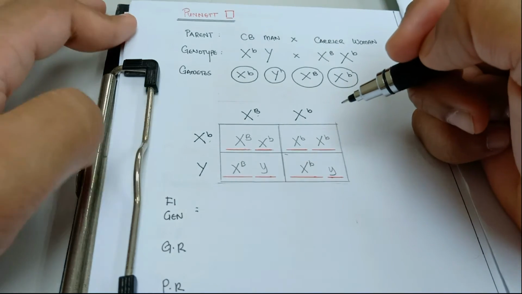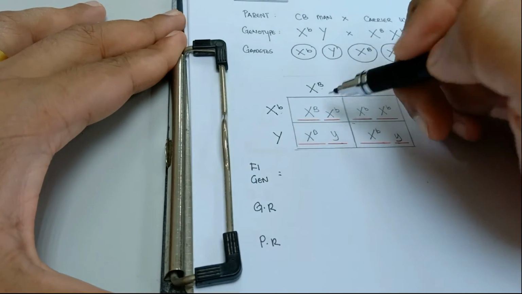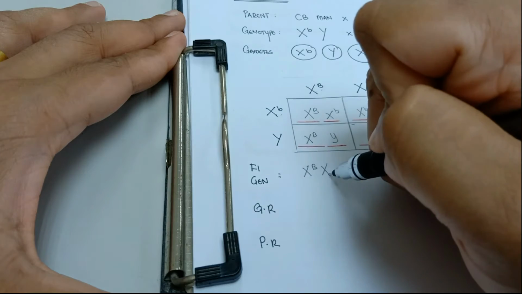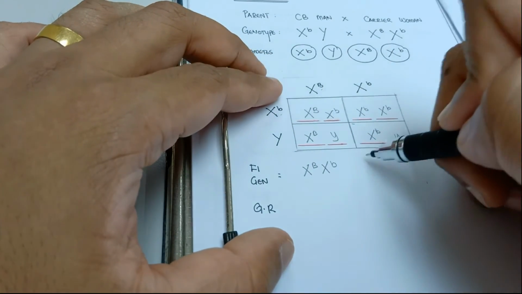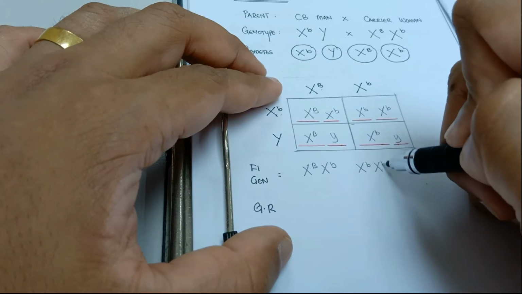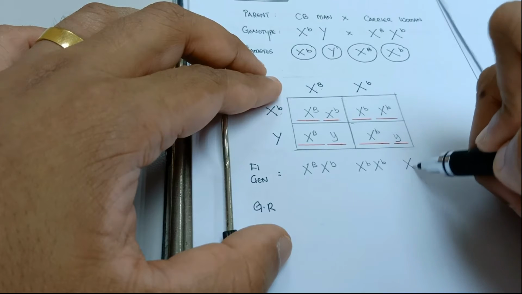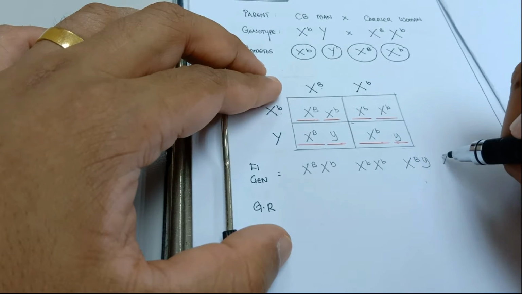So what is the genotype of my F1 generation? The first box here is X, B and X, B. The second one is X, B and X, b here. The third one and the fourth one.